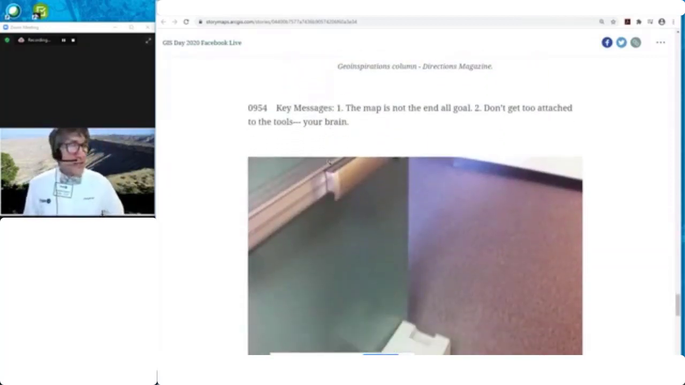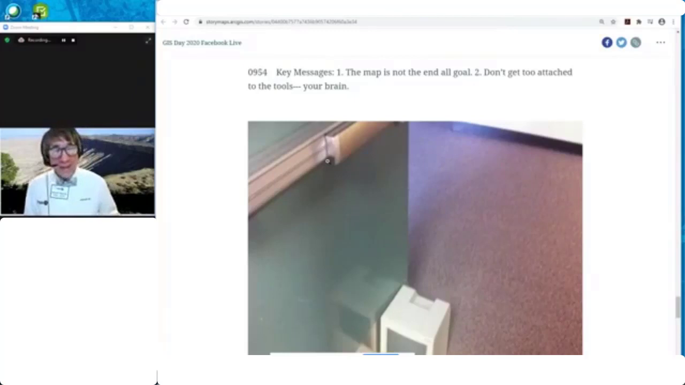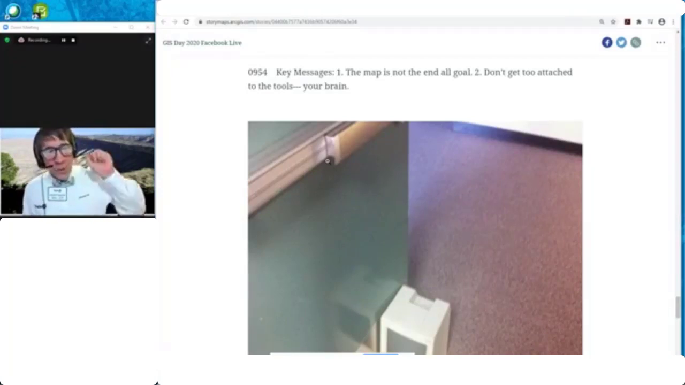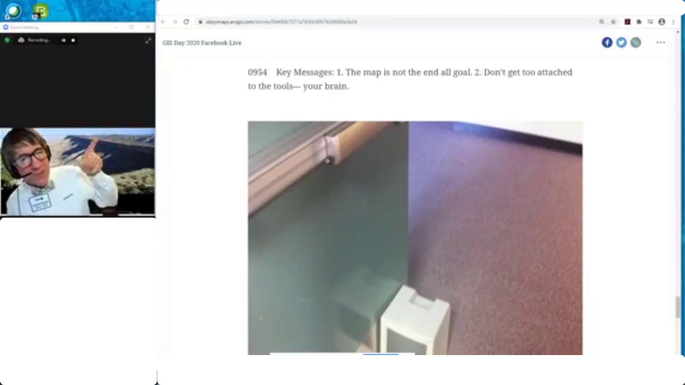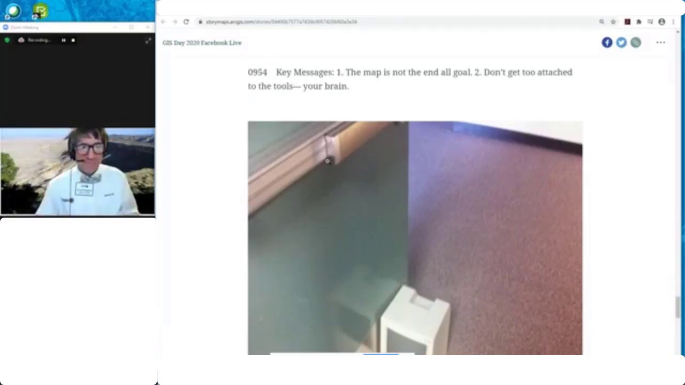Lastly, a couple key messages. The map is not the end-all goal. I know we're all on this feed right now thinking, maps, what's not to love? Sure, I love maps too. I used to work at U.S. Geological Survey. I've got tons of paper maps, and probably you do too. We could have a discussion on what your favorite map is, but the map is not the goal. The goal is to understand climate, weather, health, inequities, water quality, etc. The map is a means to an end. Okay.